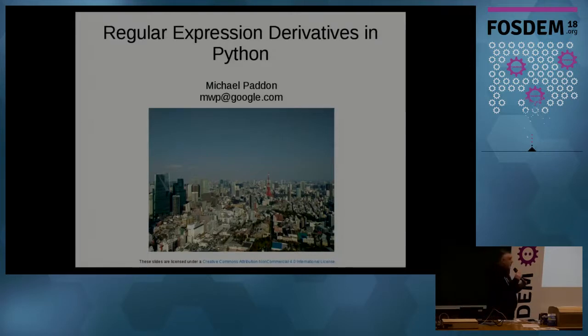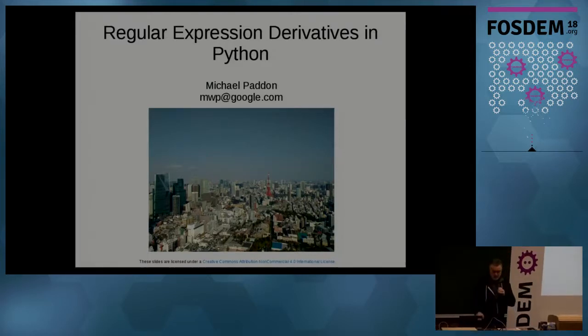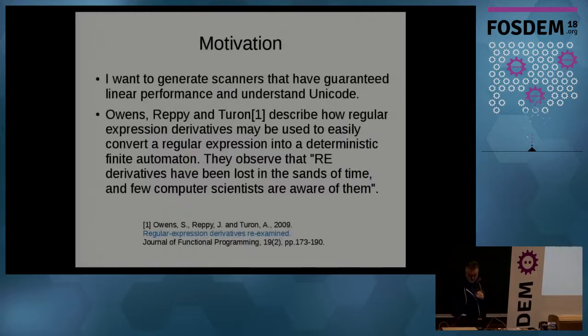Today, I'm talking about a private project. This is not a Google project. It's a personal project. And the motivation for my project is very simple. I just wanted to generate scanners, things that tokenize text, that have guaranteed linear performance and understand Unicode. And as it turns out, there's a lot of tools out there, but none quite fit what I wanted. So I wanted to build my own.